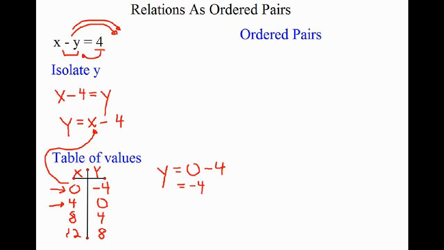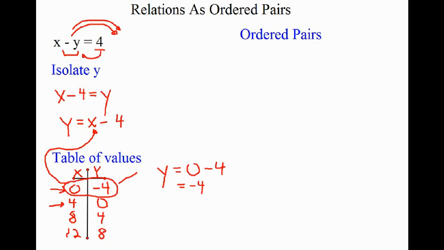The next thing I want to do is rewrite the values that I have in my table of values as ordered pairs. So again, when we're writing ordered pairs, we're always writing the values in brackets with the x value first and the y value second. The way you can remember that is it's in alphabetical order as well. x comes before y in the alphabet, so x comes before y in our ordered pairs.